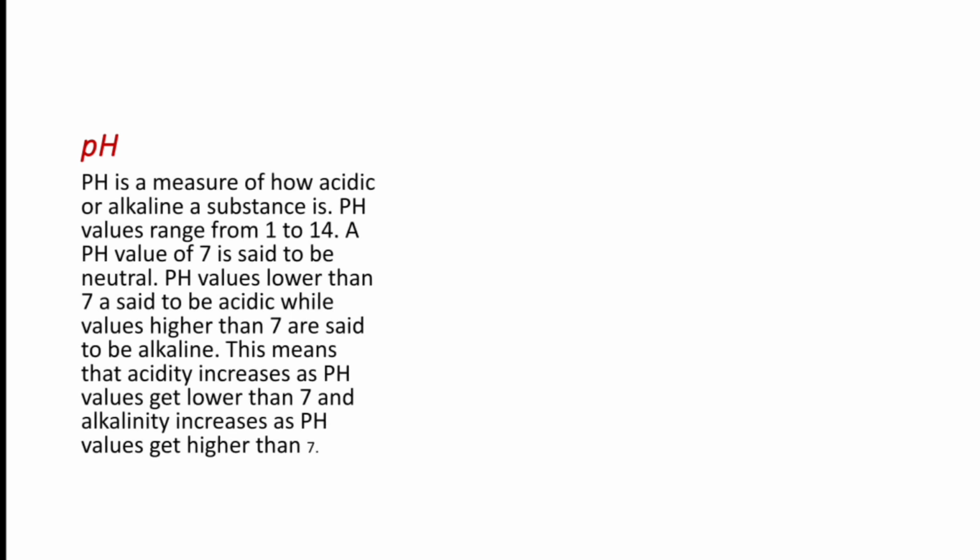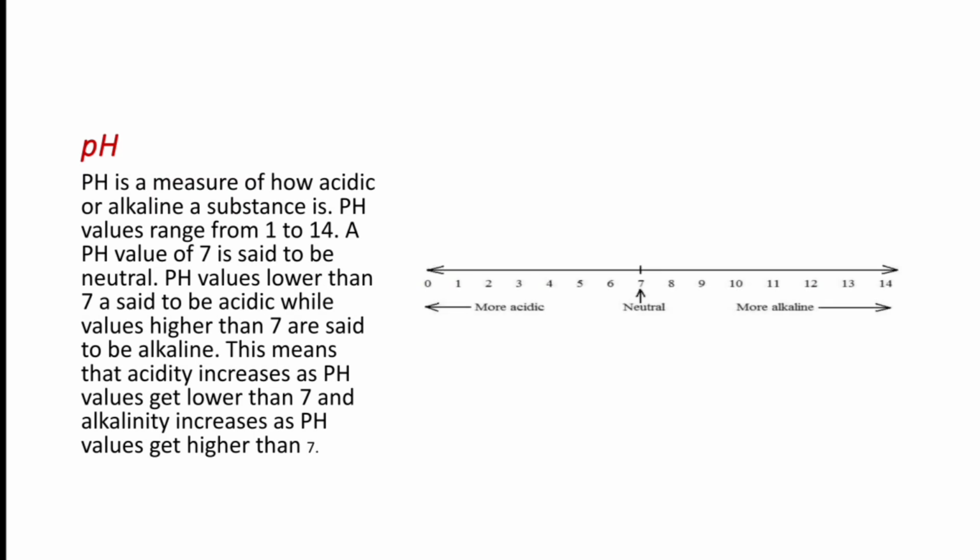Let's look at pH. So pH stands for potential hydrogen. pH is a measure of how acidic or alkaline a substance is. Okay, so now we're not looking at temperature, we're now looking at acidity and alkalinity. When we're talking about pH, it is simply the measure of how acidic or alkaline a substance is. So pH values range from 1 to 14. So let me show you the graph.